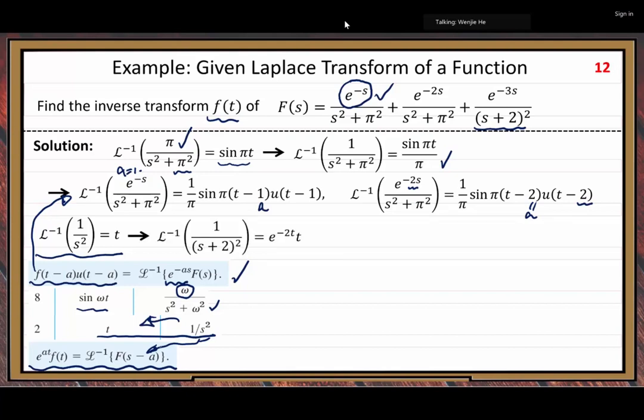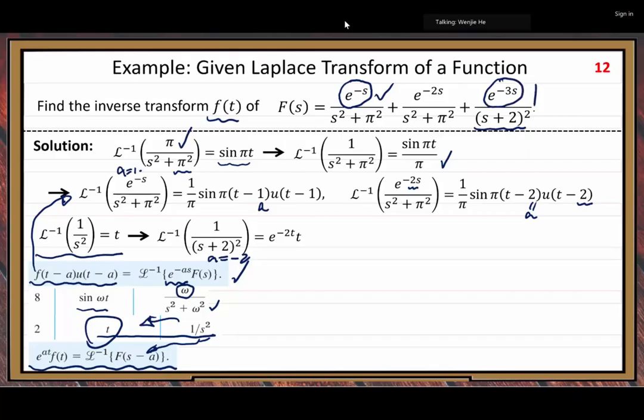With a equals negative 2. So here, a equals negative 2, because it is s minus a, so s plus 2. So e to the at, so e to the negative 2t times this t. All right, so that's the part with numerator 1.